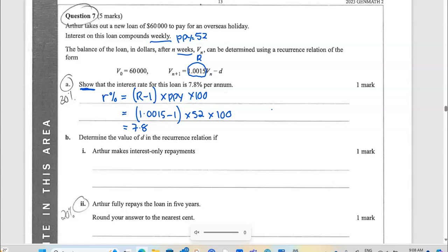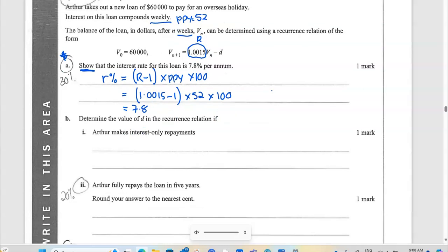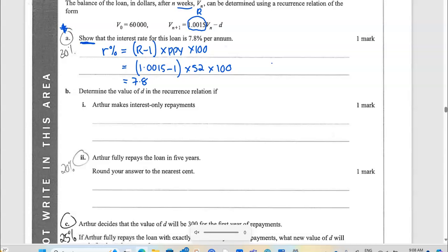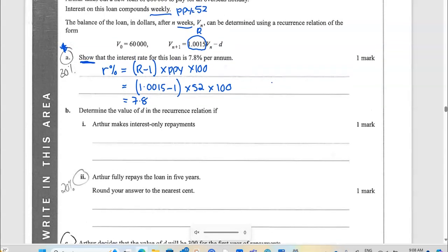So just be careful, you have the formulas there on your summary sheet to help you, because if it says show, you've got to do all that. The next question was to determine the value of D. D is here in that formula. D is the payment.